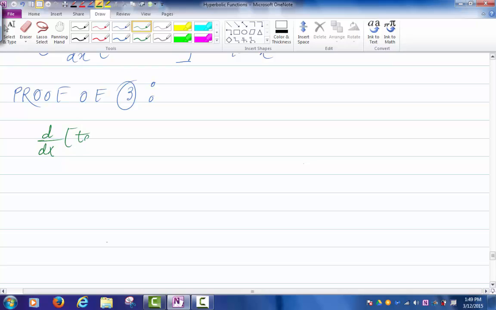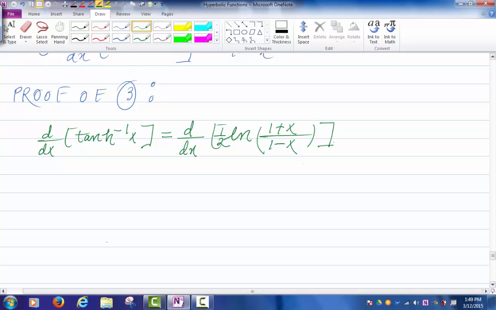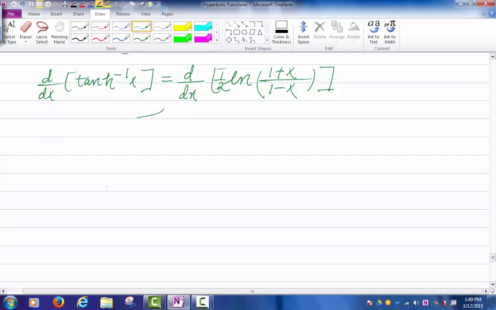So what is the derivative of inverse hyperbolic tangent? Well, we have an explicit formula for that, which is ln of 1 plus x over 1 minus x. Actually, we have a half here, right? Okay, and so now I'm going to take the derivative of that, which we should know how to do. So basically I'm going to take the half outside of the derivative, because that is a constant factor and it is valid to take it out.